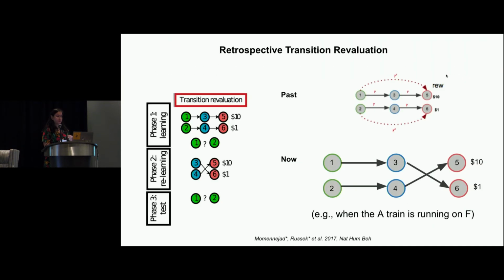All right, the next one. Something that happens in New York City is A and F train run on each other, which is extremely confusing. 2 and 1 run each other. You just always have to be careful where you're going. So in this case, that would be 3 goes to 6 now and 4 goes to 5 in the second phase, but the values or the rewards are not changed. And then I throw you back in state 1 or 2 and I say, which one do you prefer?